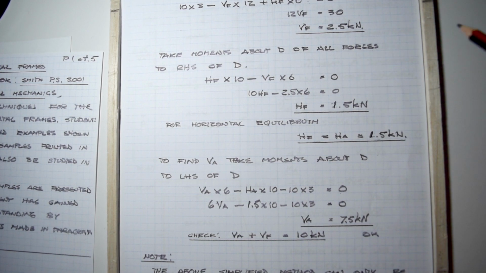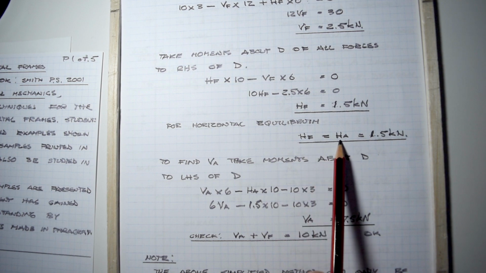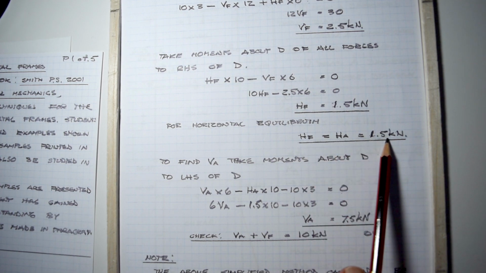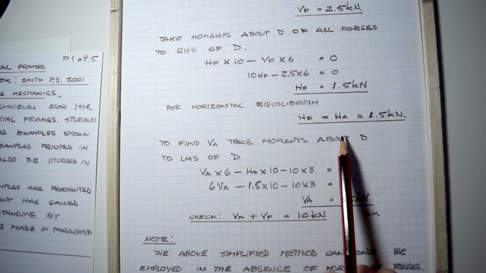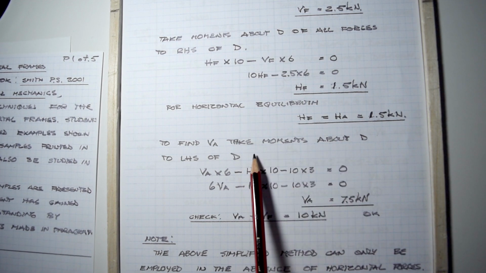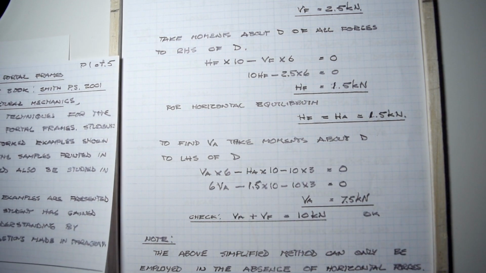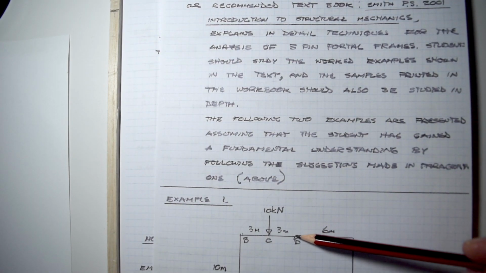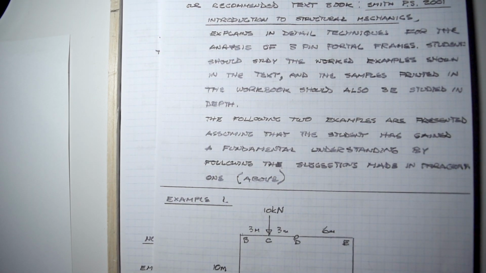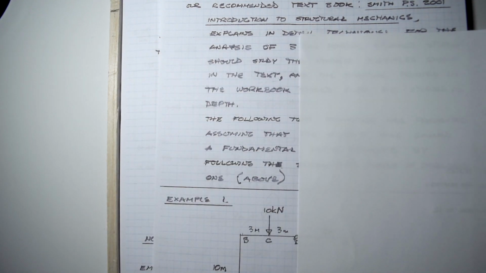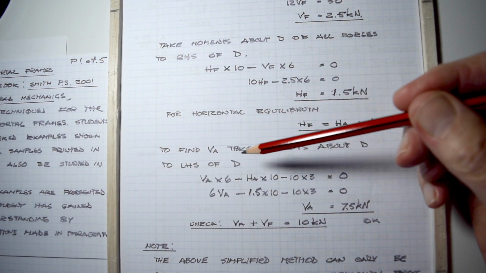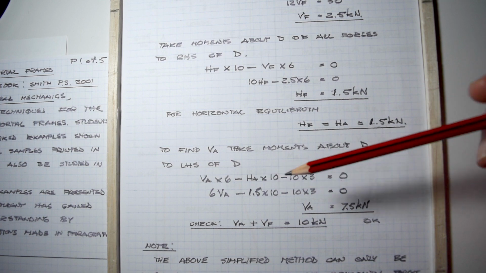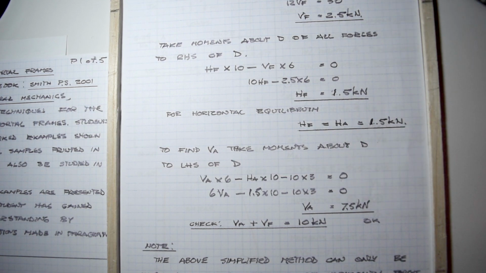As we said earlier, for horizontal equilibrium, HF equals HA. It must also equal 1.5 kilonewtons. So HA must equal 1.5. To find VA, we take moments about D to the left-hand side of D. So we want to find VA. So we take moments to the left of D, there. VA times 6 minus HA times 10 minus 10 times 3 equals 0. From this, VA equals 7.5.